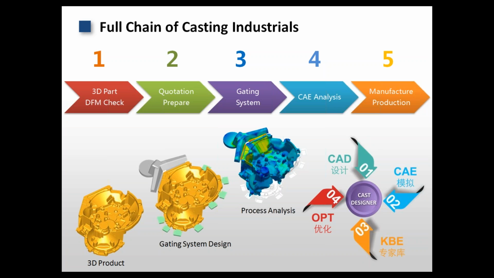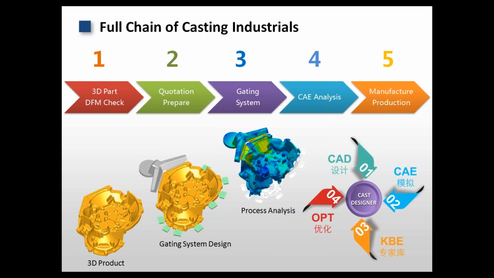The second step is the quotation. If you want to manufacture a casting part, you need to calculate the cost. So the quotation module helps us find out the cost of the casting part, and then you can get a quotation report from the software.